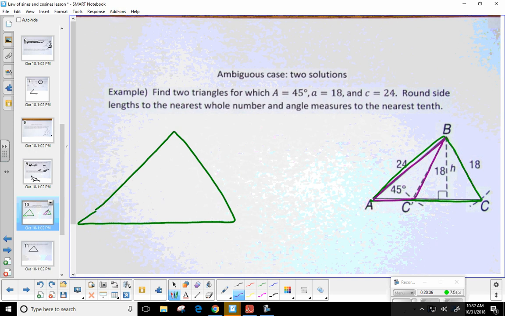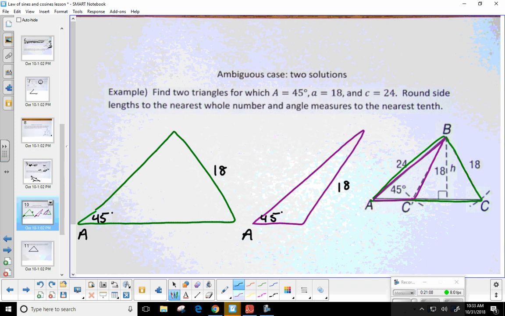Okay. So I'm color coding these to hopefully make it a little bit easier for you. What we know so far about the two triangles is going to be the same. This bottom left corner, that's A, and we know it's 45 degrees, so I'm going to put 45 degrees. This one is still A, still 45 degrees. What's the side across from A? 18. So this one is 18, and this one is 18.